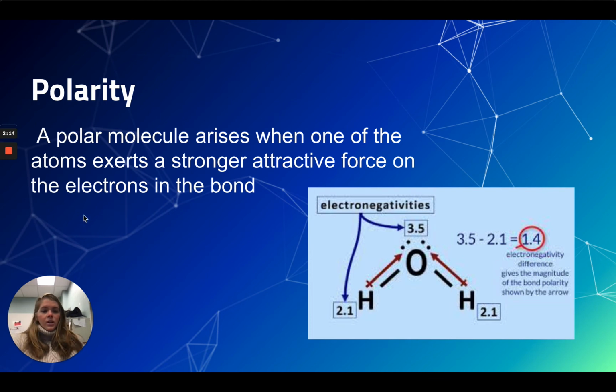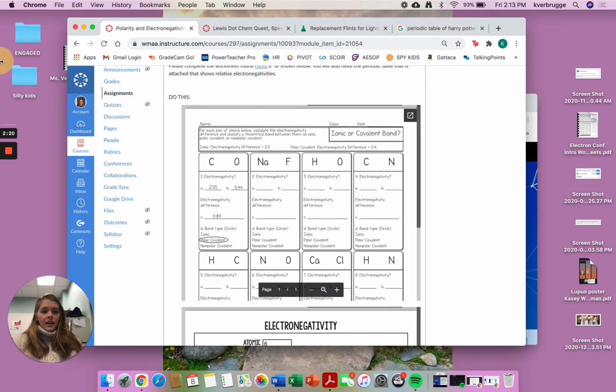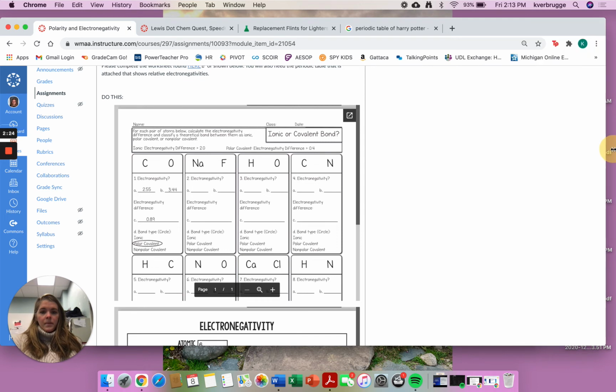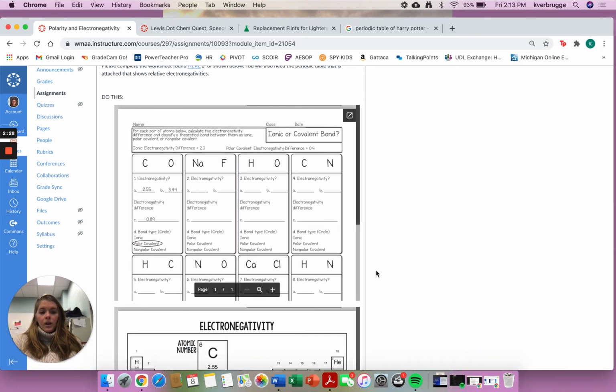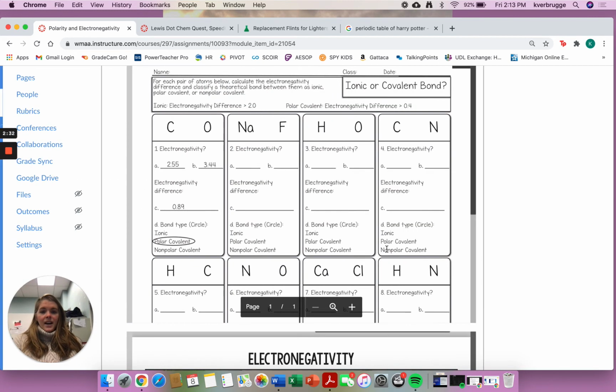Okay, so what you're going to do today for your homework is, if you pull up in Canvas, you have this document to work on. Let me make my screen bigger. So basically we're going to connect what we learned about polarity to what we also learned in our bonding inquiry activity. So you're going to be identifying if things are an ionic or covalent bond based on electronegativities.